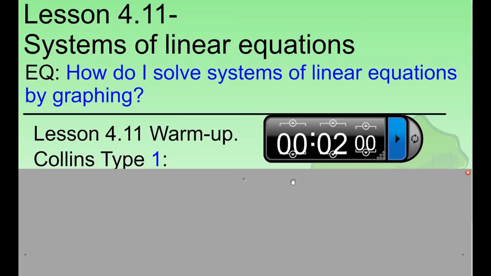So for the rest of this unit, we have lessons 4.11, 12, 13, and 14. The next four lessons are all going to be devoted to systems of equations. We're going to be looking at two equations per problem and trying to find out what values make both equations true. In this lesson, the essential question says we're going to be solving by graphing. Soon, we'll be solving by algebra.